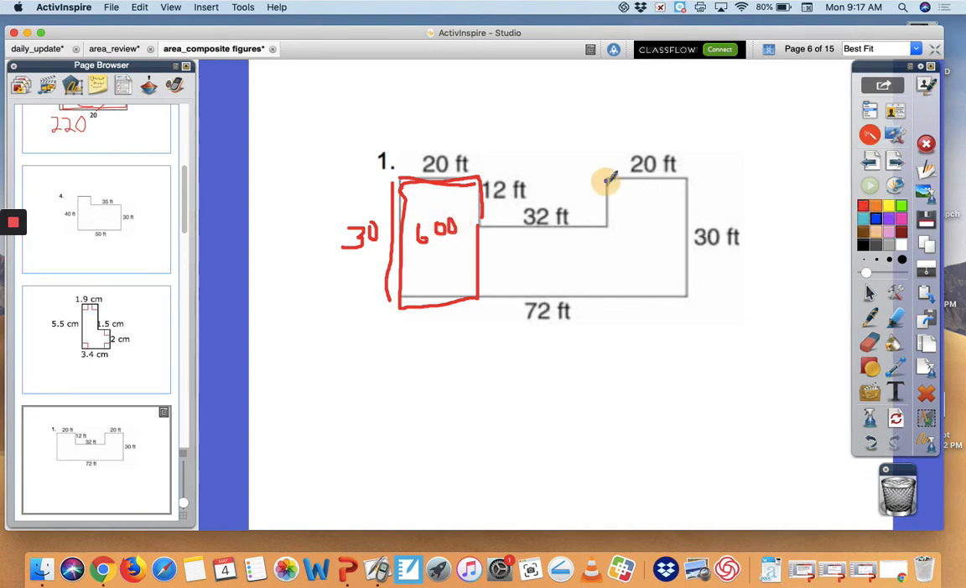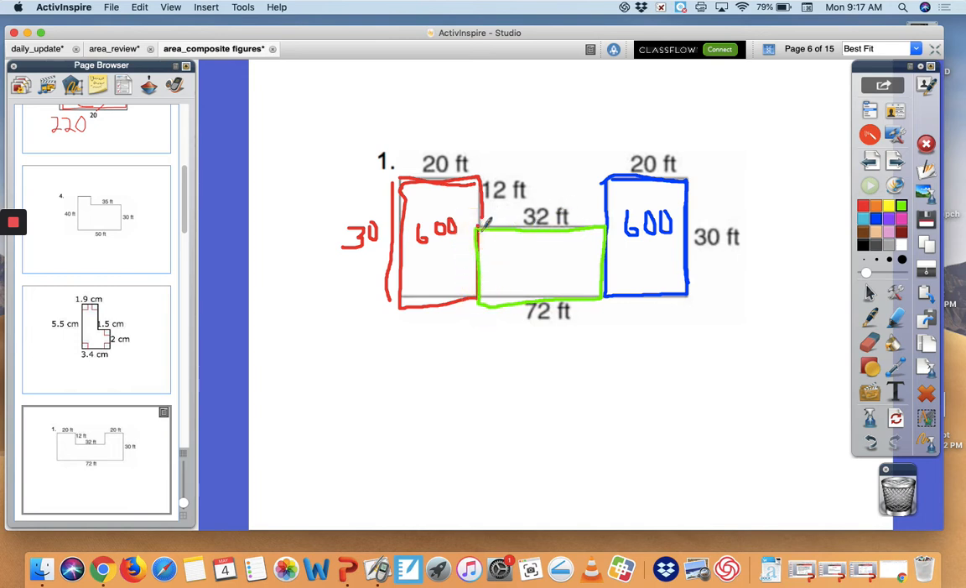Let's split this over here. Do a rectangle here. I'm doing the easy ones first. Well, we know that's 20, and that's 30. Look, it's another 600. Easy. Now this green one in the middle. This one's trickier.